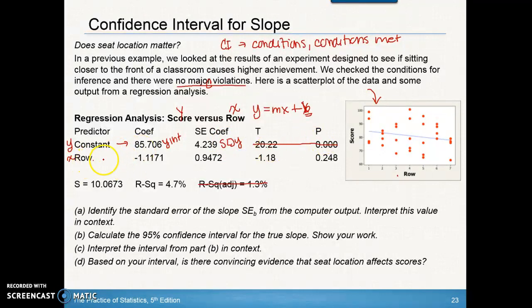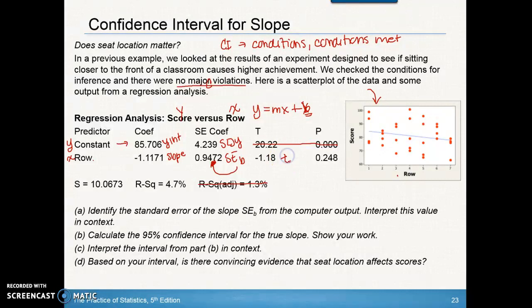Now row, think about your equation. If this is X, look at your equation up here. What comes in front of X is your slope. This piece is always your slope. And then this standard error of the coefficient: if the previous one was the standard error of the Y-intercept, which we don't really care about, what is this? It's the standard error of the coefficient. This was the slope. So this right here is your standard error of the slope. Yay, that's exciting that it gave it to us.